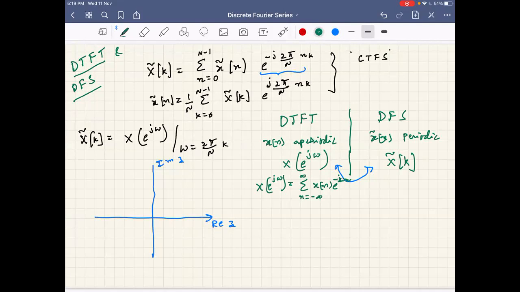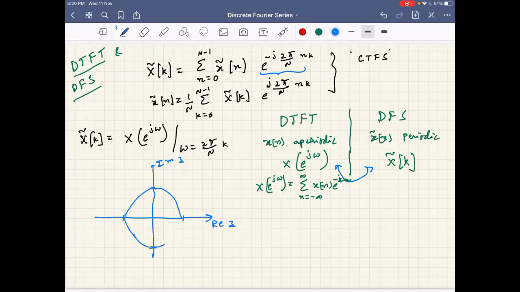So we are finding the projection of the signal x of n on the exponential e power minus j omega n, or e power j omega n, right? So where can e power j omega be visualized in this Z domain? It can be visualized on the unit circle, because the magnitude of e power j omega is 1.